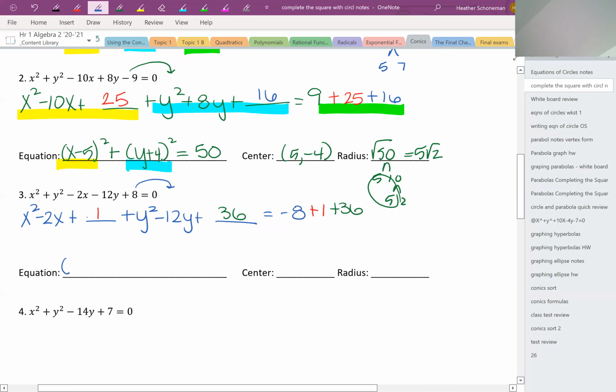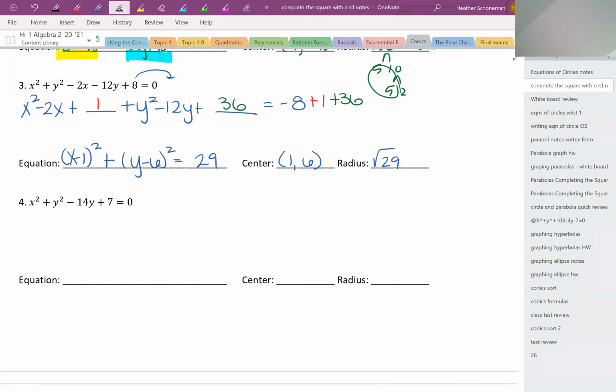blanks. Half of -2 is 1, so this is x minus 1 squared plus half of negative 12 is negative 6. So this is y minus 6 squared equals over here. When you add this all up, negative 8 and 1 is negative 7 plus 36 is 29. So our center is 1, 6, and our radius is the square root of 29, which doesn't simplify any further.